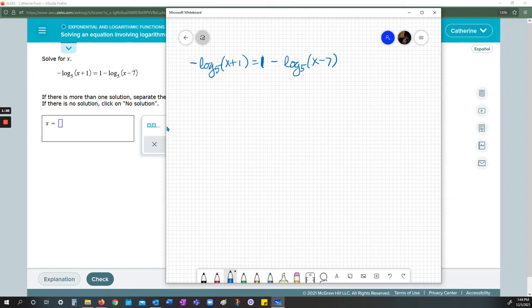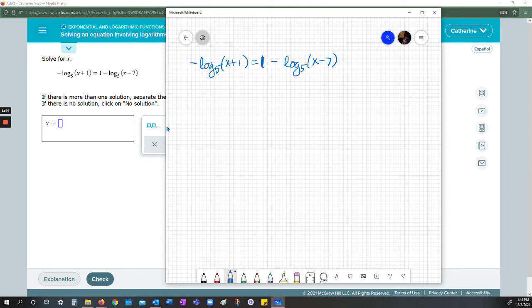So let's get the logs together, because what we're going to try and do is get this written as log base 5 of some stuff equal to that number 1, so that we can then rearrange and write this as an exponential to solve. Okay, so that's what we're shooting for. So let's get both logs on the same side. So I'm going to add log base 5 to both sides.